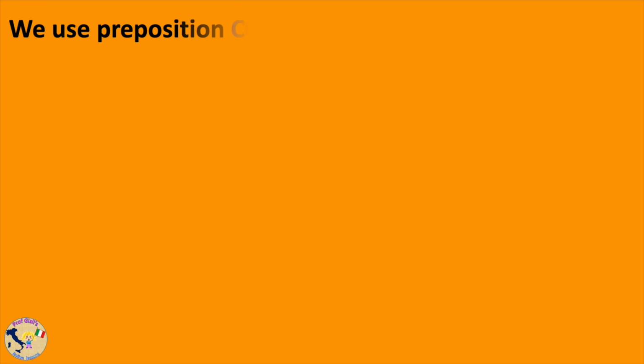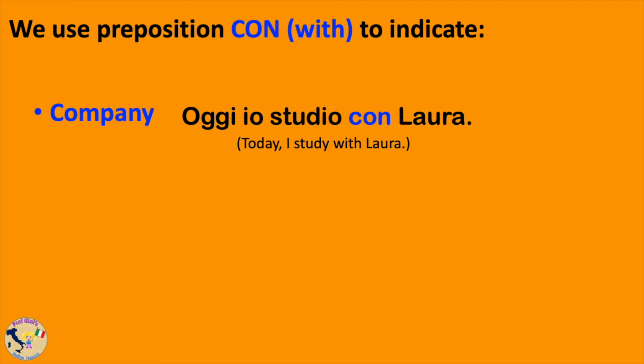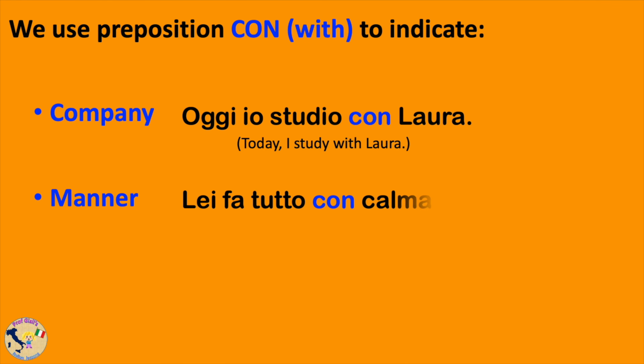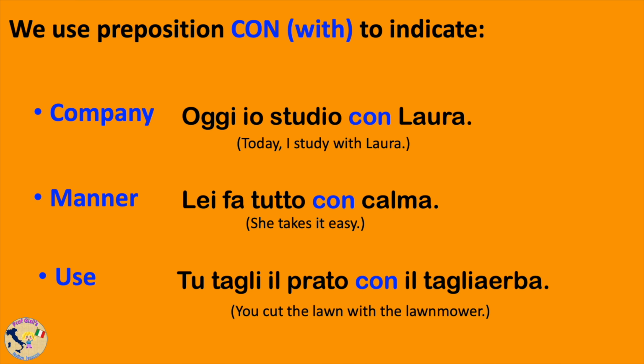We use preposition con, which corresponds to English preposition with, to indicate company, the fact that we do something with somebody else, as in oggi io studio con Laura. Manner, the way we do something. For example, lei fa tutto con calma. And to indicate the use we make of an object, for example, tu tagli il prato con il tagliaerba.